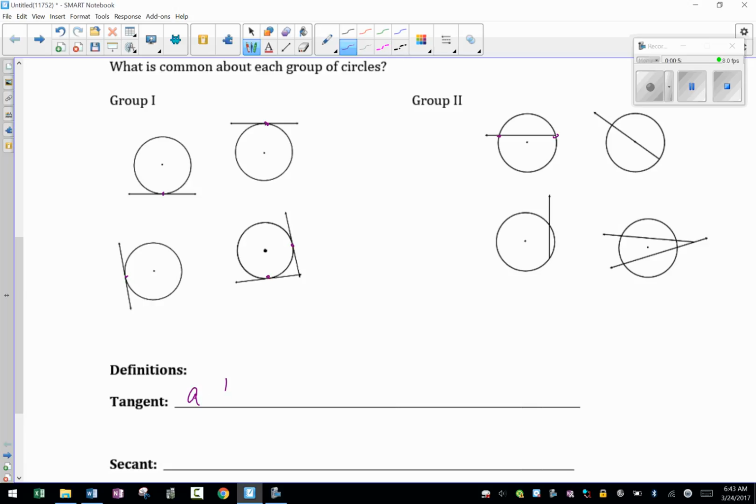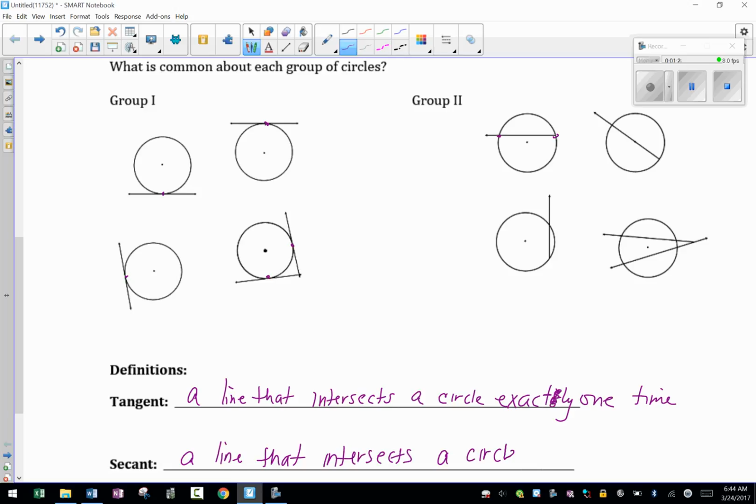So you already know what a tangent is. A tangent is a line that intersects a circle exactly one time. A secant is a line that intersects a circle twice. So a tangent line balances on the circle, a secant line pierces through the circle. Okay, so tangent, secant, there you go.